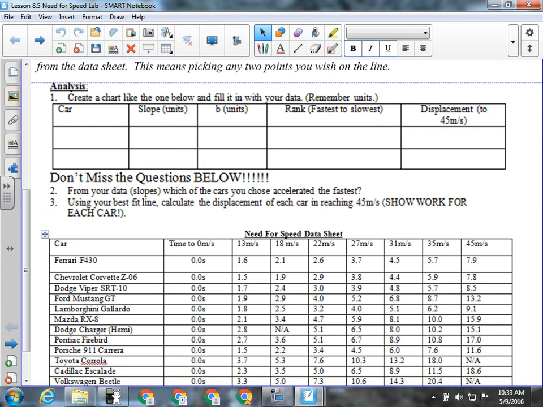Okay, copy those graphs over into your lab report, same as you did for the graphing lab. Make sure that you have it spit out the equation, so that you've got y equals mx plus b for each car.